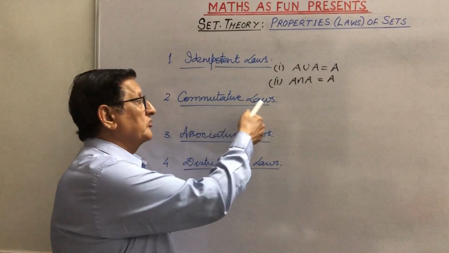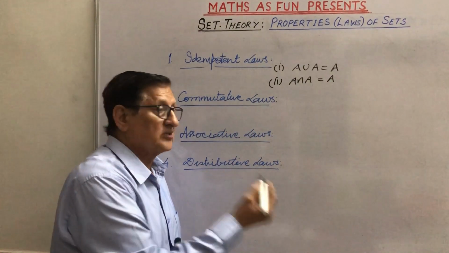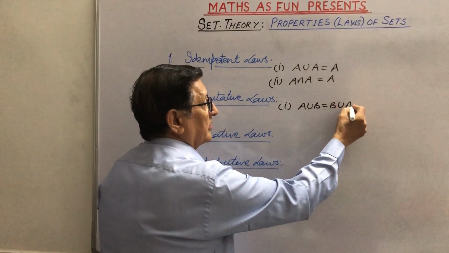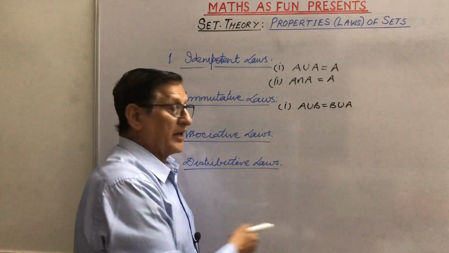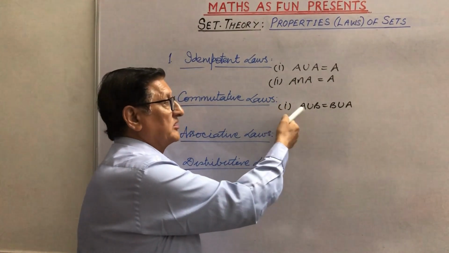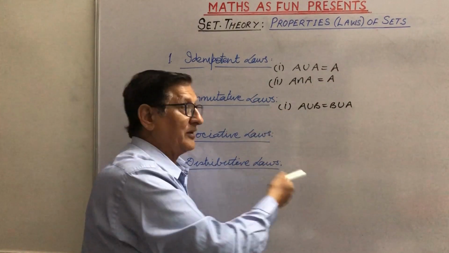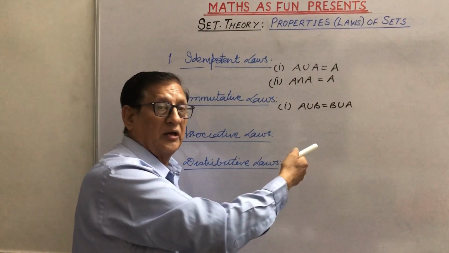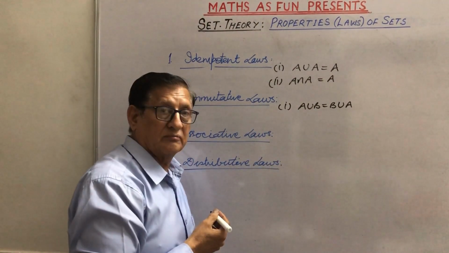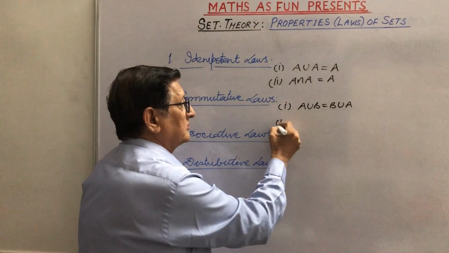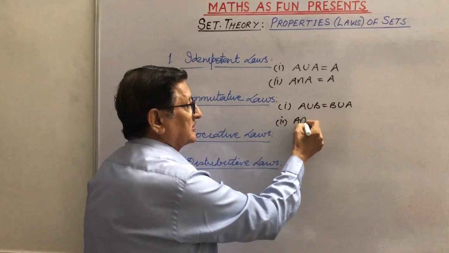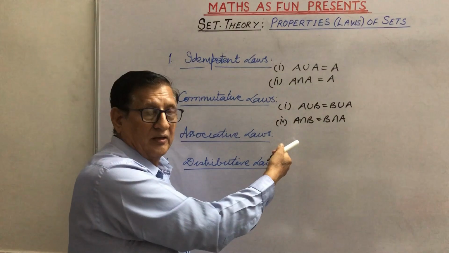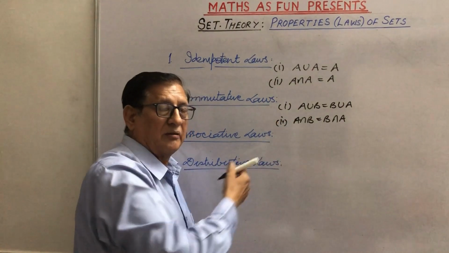The second one is commutative laws. There are also two. First, on the union of sets, that is A union B equal to B union A. A union B means the elements which are contained in A or in B, and that is same for B union A. The elements contained in B or in A, it means they will be both equal to each other. For intersection, we have A intersection B is equal to B intersection A, because the common elements in A and B, or we say B and A, is same.